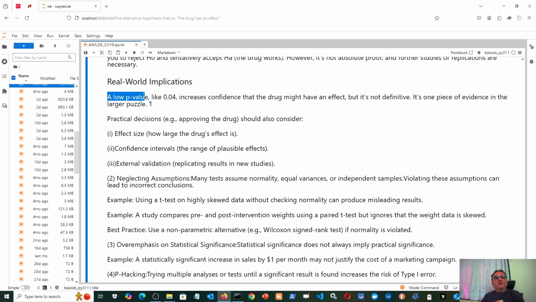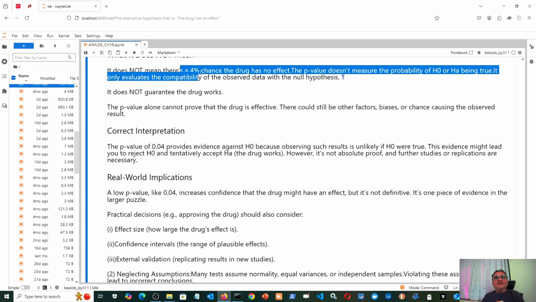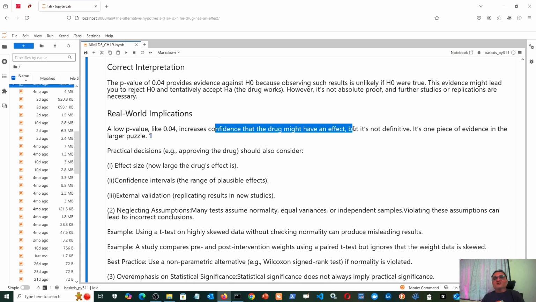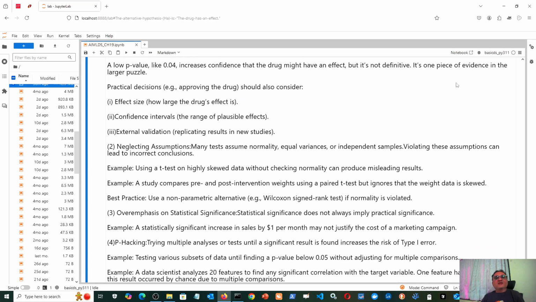Okay. So a low p value like 0.04 just increases the confidence. It says tentatively your drug is working. It increases the confidence that the drug might have effect, but it is not definitive. It is just one piece of evidence in the larger puzzle. Okay. And therefore, all practical decisions like approving a new drug should consider many other things.